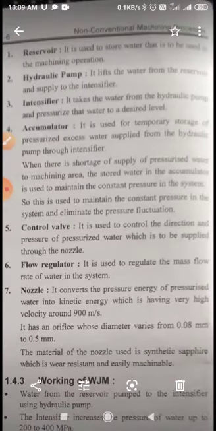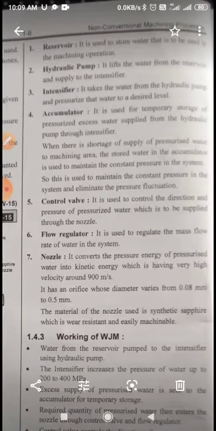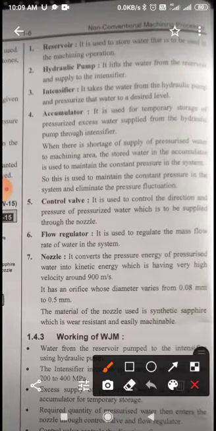Let's see what these actually are. First is water, which is used in the machining process. Second is the hydraulic pump. It lifts the water from the reservoir and supplies it to the intensifier. What is the intensifier? It takes the water from the hydraulic pump and pressurizes that water to a desired level. Accumulator: it is used for temporary storage of pressurized excess water supplied from the hydraulic pump through the intensifier. When there is a shortage of supply of pressurized water to the machining area, the stored water in the accumulator is used to maintain constant pressure in the system and eliminate pressure fluctuation.